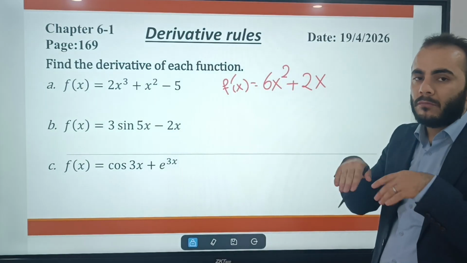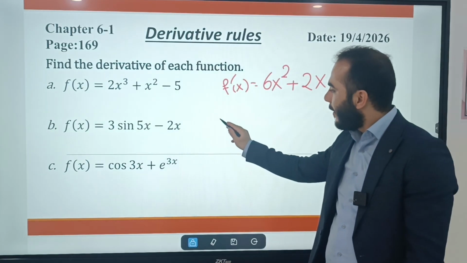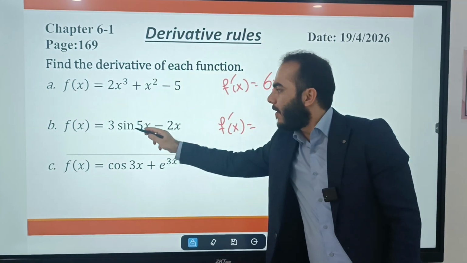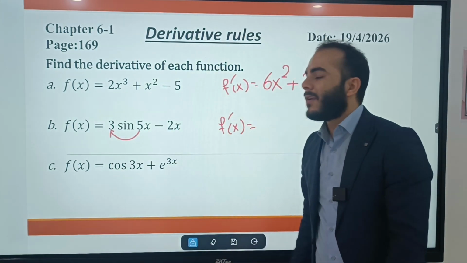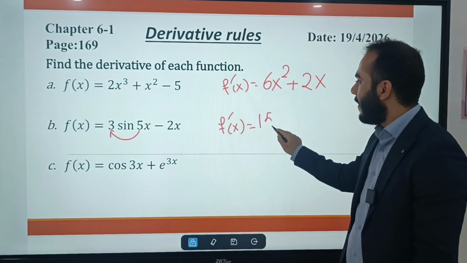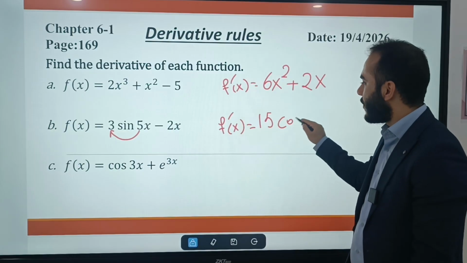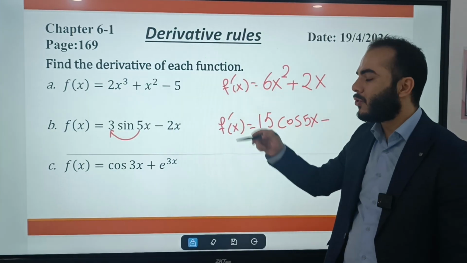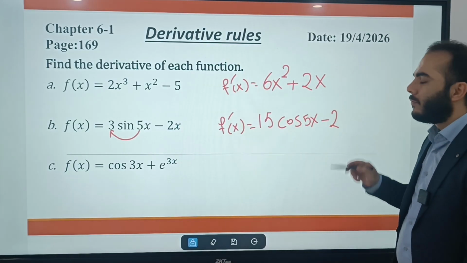Derivative of 5, 0. Don't write it. F prime of x here equals, this 5 goes out, 5 times 3, 15. Derivative of sine, cosine 5x, minus derivative of 2x, 2.